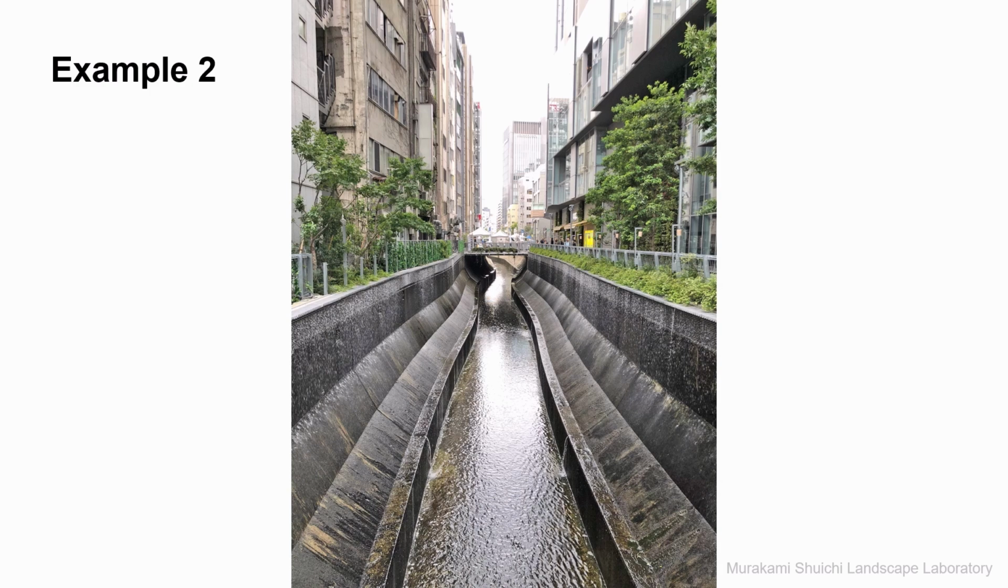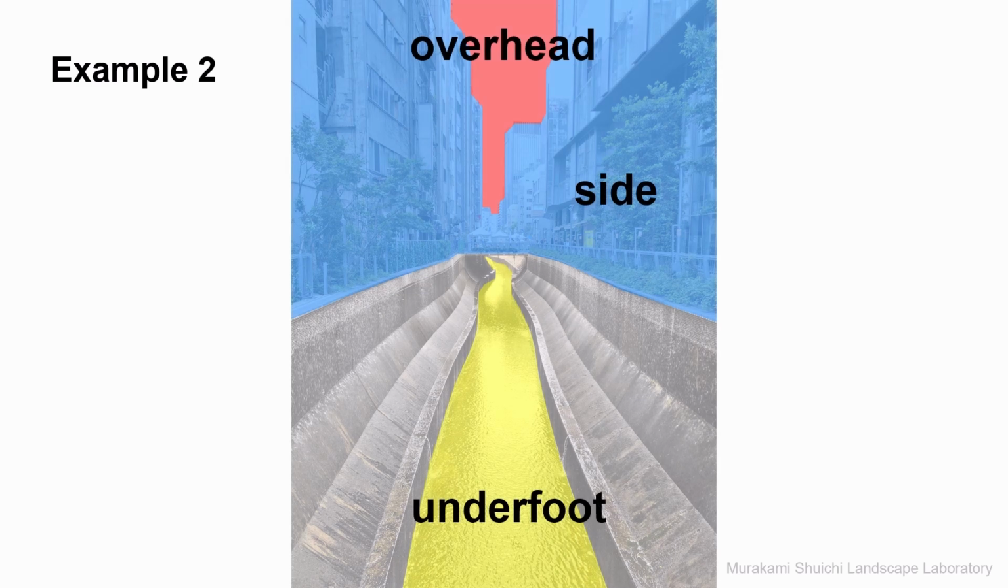Here is a view from a bridge over a canal running between tall buildings. The overhead element is a small patch of sky glimpsed between the buildings. The side elements are the facades of buildings and the railing along the canal. The underfoot element is the calm surface of the canal water. The side elements press in, emphasizing the presence of the overhead and underfoot elements.